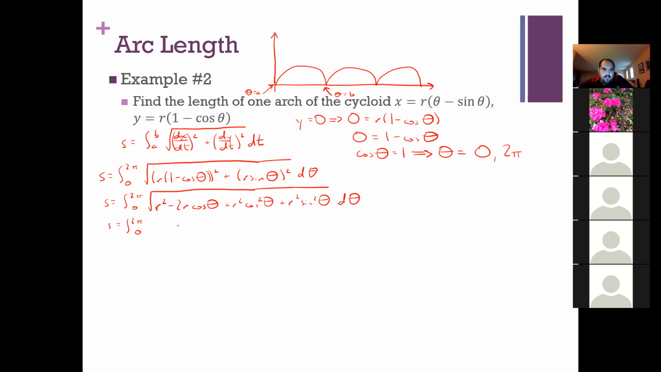From there, does anything convenient happen for us? So hopefully you realize that r squared cosine squared theta plus r squared sine squared theta comes out to be r squared. So then I get 2r squared minus 2r cosine theta d theta.